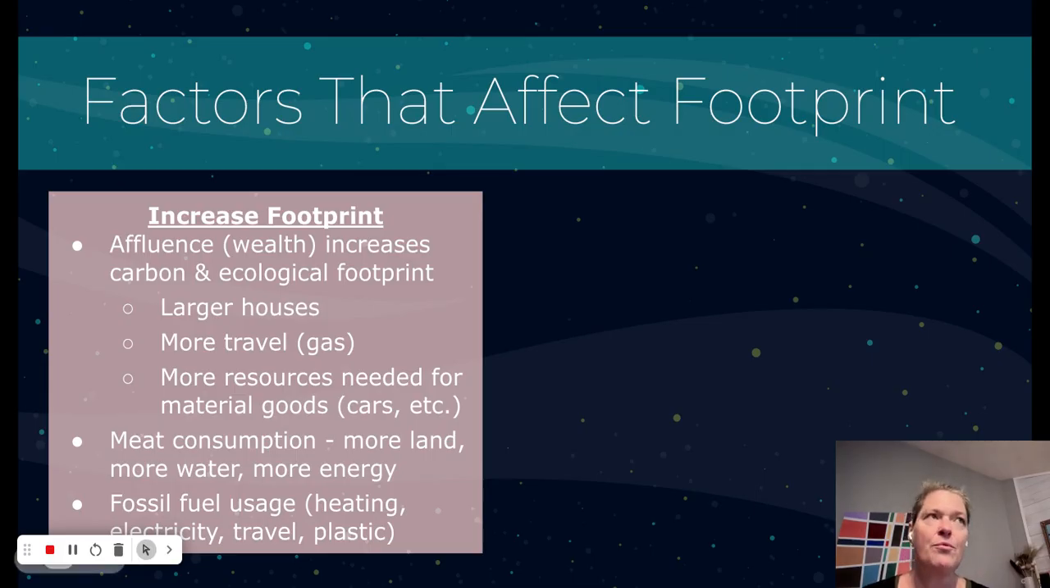Also, increasing your footprint occurs if you eat meat. So, meat requires more land to grow the meat, it requires more water to sustain the life of the meat, and it requires more energy consumption just overall in the meat production and transport of the meat. And then also, if you use fossil fuels, then you are increasing your footprint.